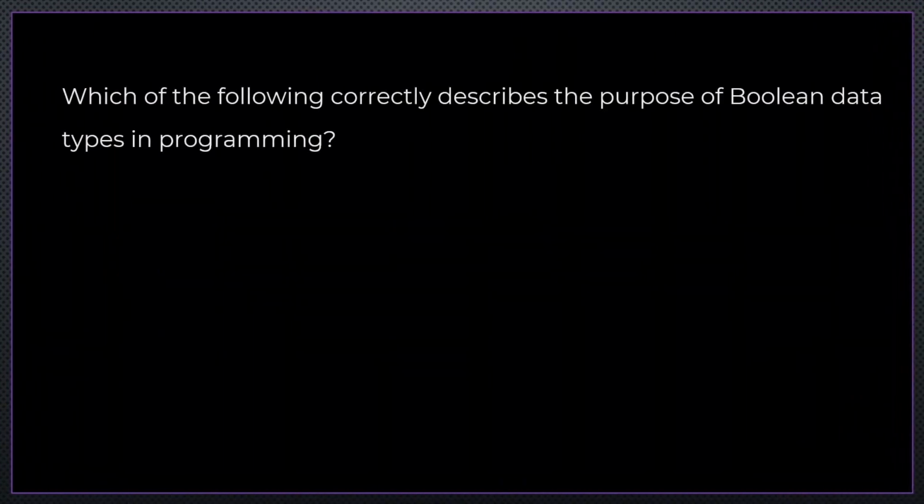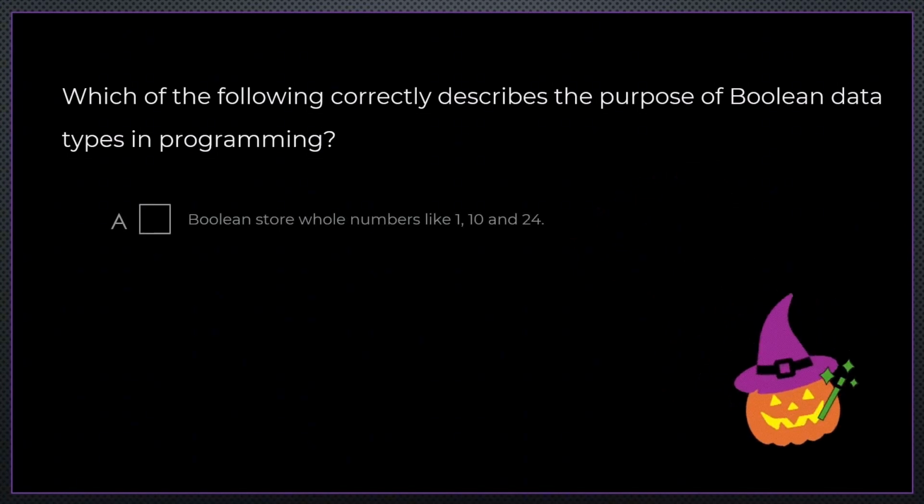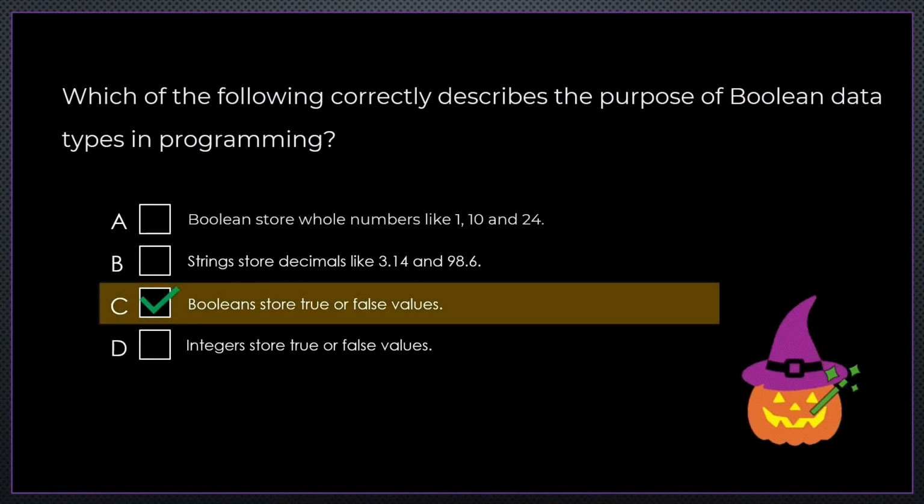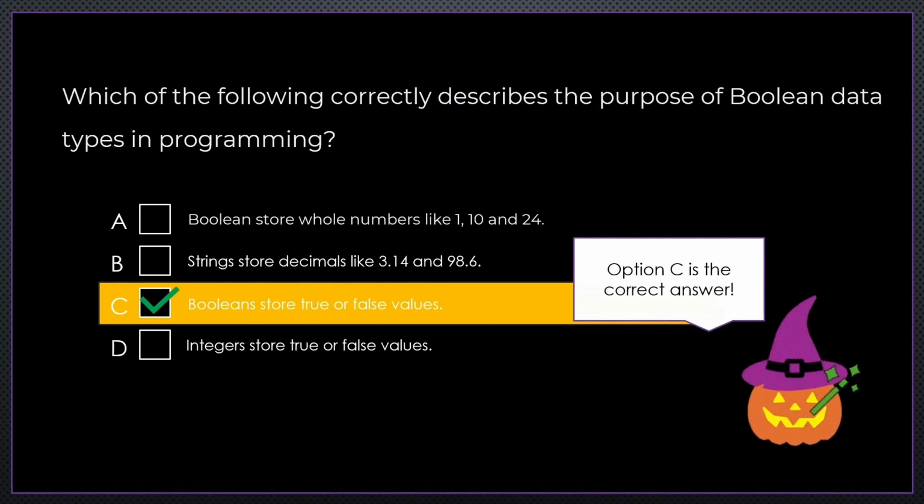If you chose option C, you're absolutely correct. As we learned earlier in this series, Booleans have only 2 possible values, true or false.